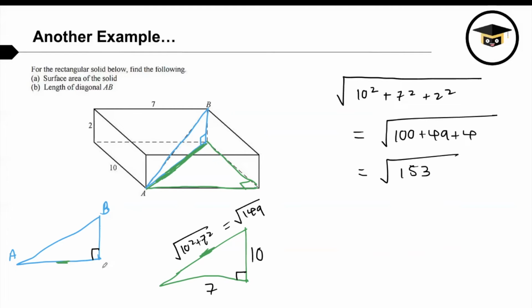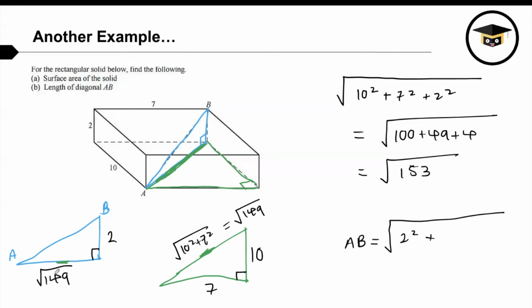So remember, this side is equal to this side, so we can write that over here. Now we do also know the height of our rectangular prism, and that's going to be 2. So now we can find the length of AB by using Pythagoras again. So we can say that AB is equal to the square root of the first thing squared. So that's going to be 2 squared plus the square root of 149, squared.